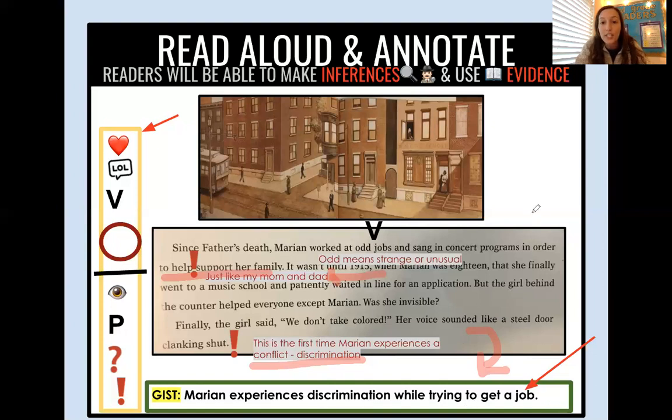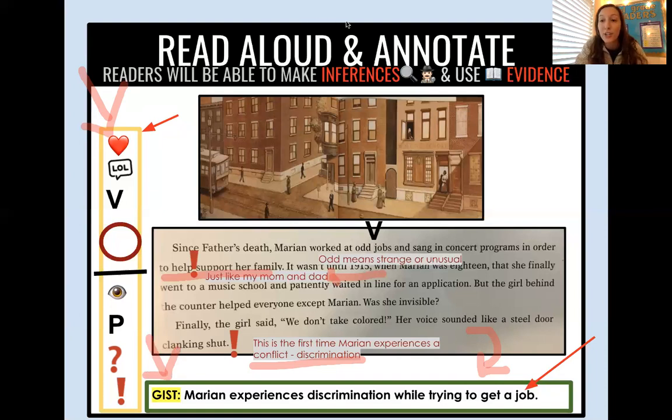When you get a chance to practice, I want you to remember, we use think marks to help us annotate, but we don't need to annotate using all of them. We just want to use the ones that help us understand the text so that we can gist, so that we can think about what this page is mostly about.